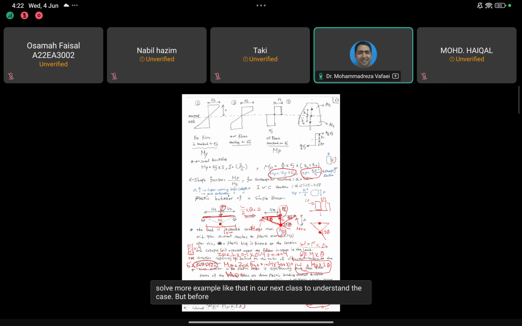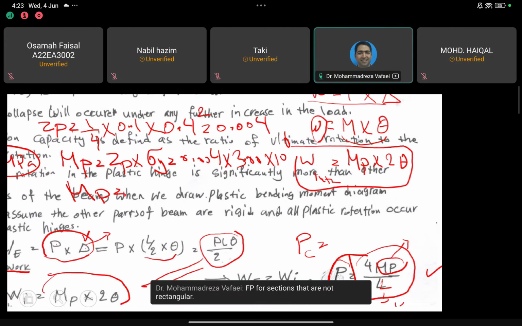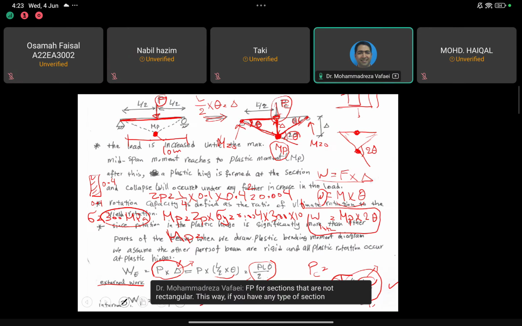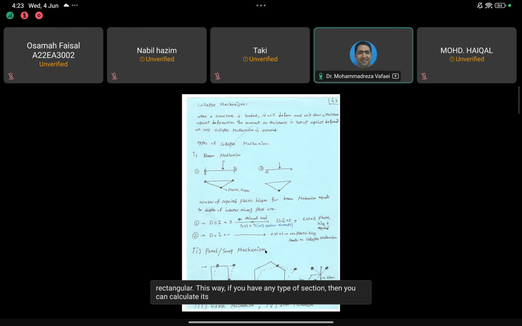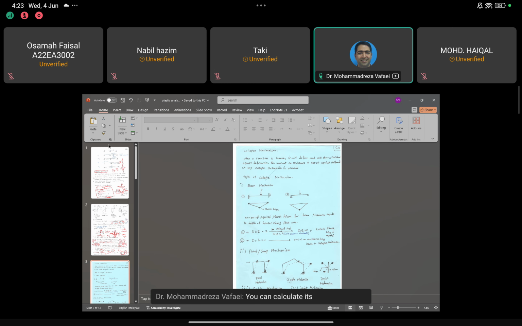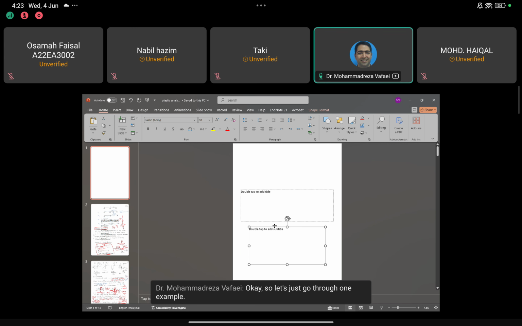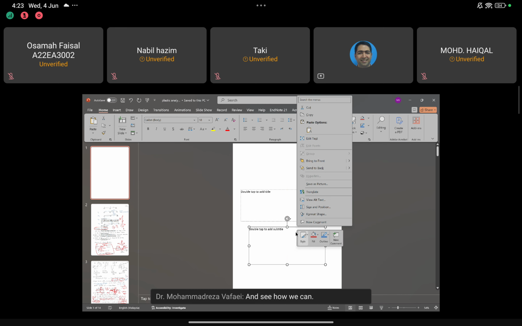But before we end our class, we also need to have a few examples about how we can calculate ZP for sections that are not rectangular. This way, if you have any type of section, then you can calculate its plastic modulus. Okay, so let's just go through one example and see how we can deal with this.